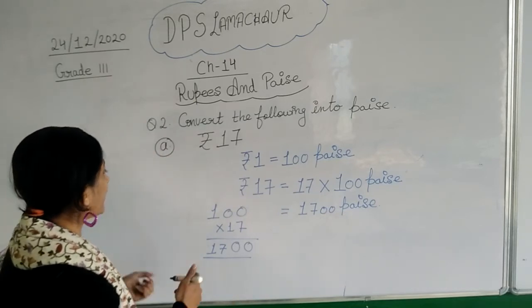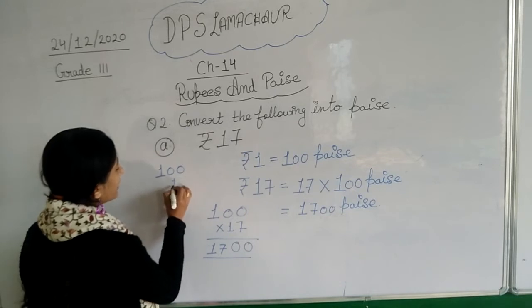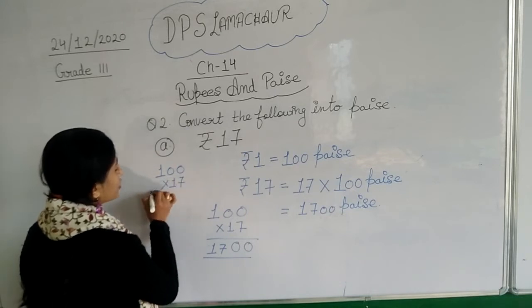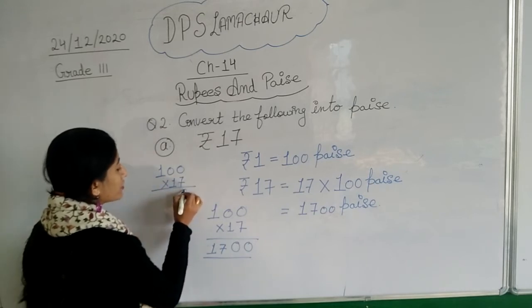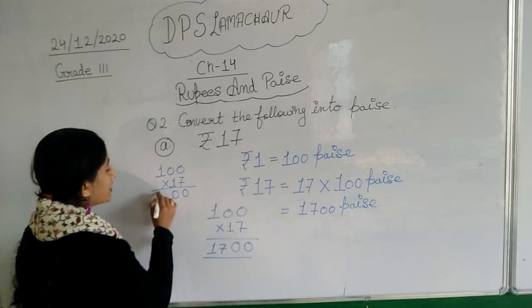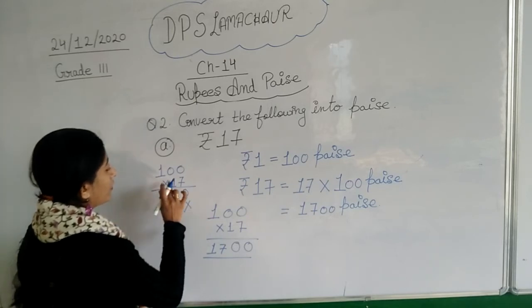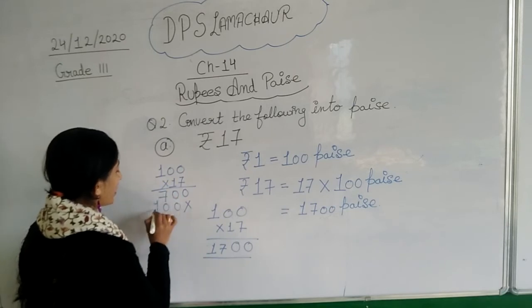We have one more method of multiplication. You can try this one also. This is 100. This is 17. How to convert? First multiply by 7 only. 7 zeros are 0. 7 zeros are 0. 7 ones are 7. Then 1 zeros are 0. 1 zeros are 0. 1 ones are 1.